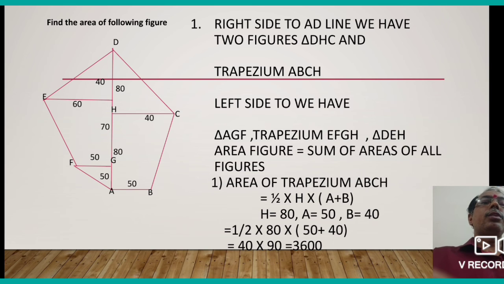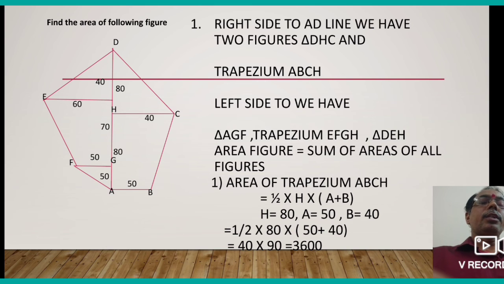Okay, children. Now we need to get the areas one by one. Here are actually 5 figures. So now the area of the figure is equal to the sum of areas of all figures. We know that one. Now first of all find the area of trapezium ABCH.